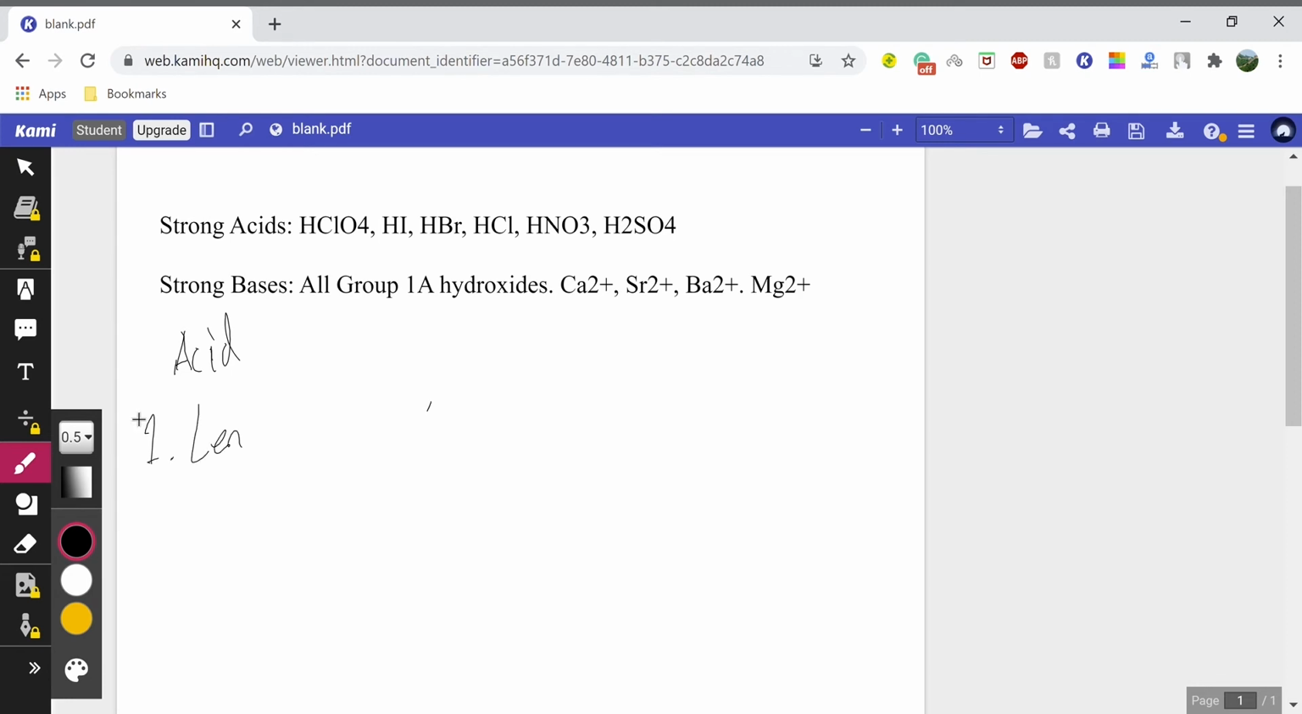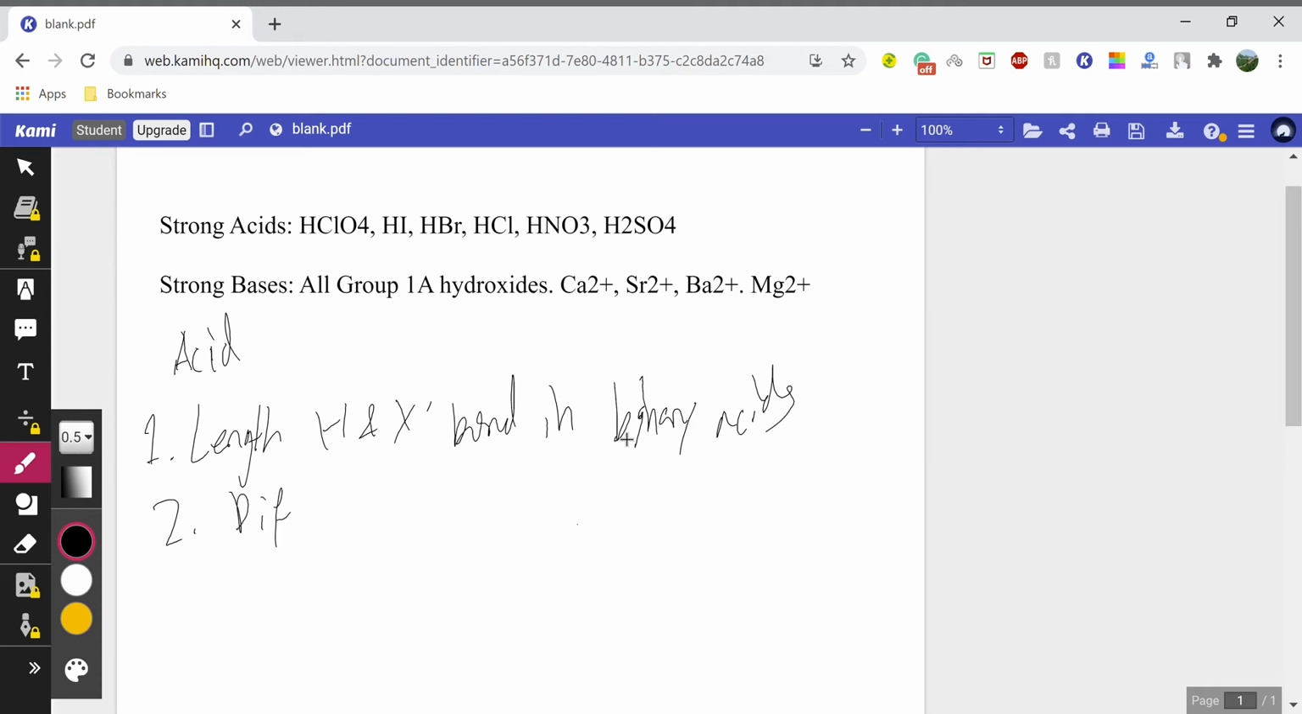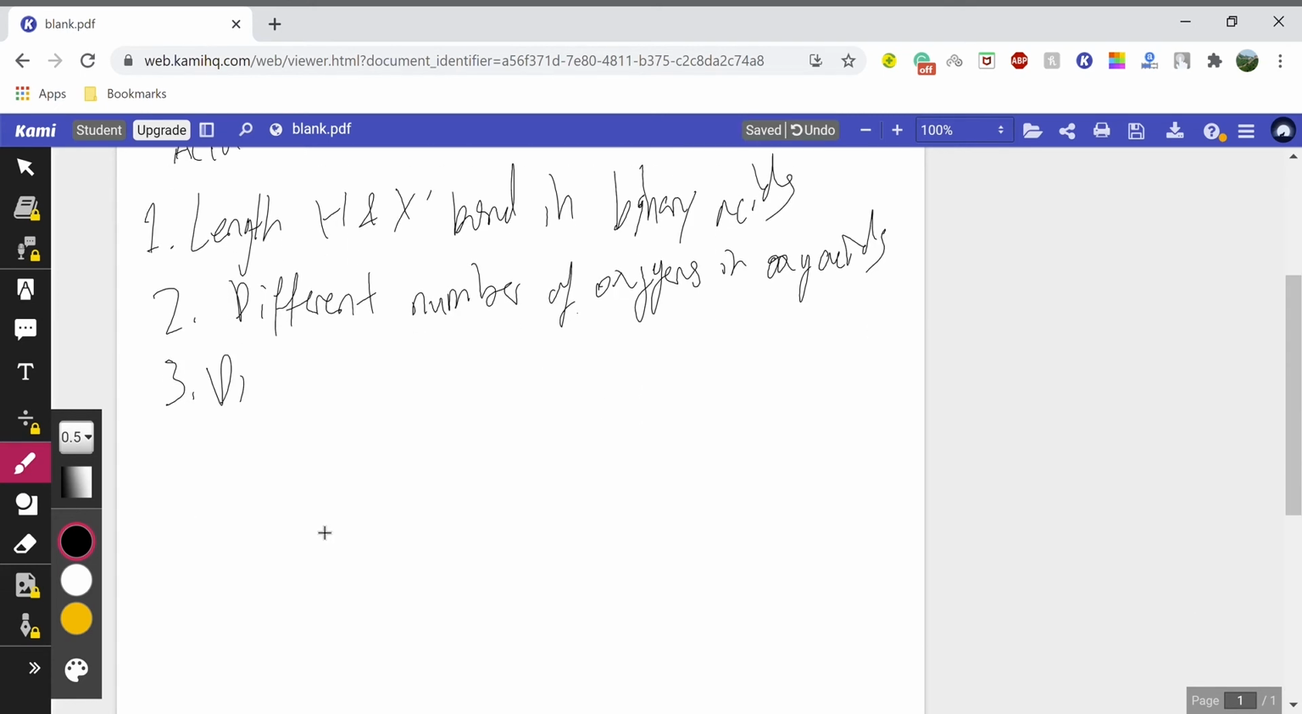There are 3 things. 1, the length between the H and X bond in binary acids only. Next, we have the different number of oxygens in oxyacids. And third, we have a different central atom in oxyacids. Okay, so first let's look at the length. So a larger atom will result in a larger bond length, right?